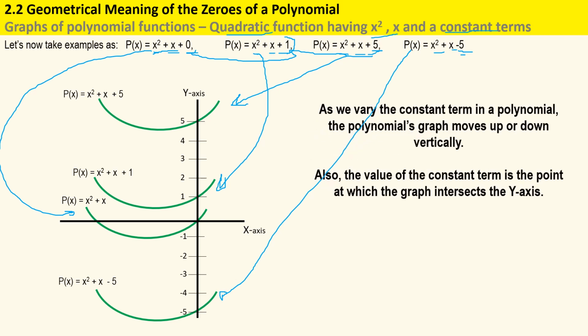And you will notice that as we vary the constant term in the polynomial, the graph moves upward or downward. If you see from here, let's say we had 0 and then we had 1. So from the 0 term to 1, the graph has actually moved upwards, like this. And also we note that the value of the constant term is the point at which the graph intersects the y-axis. So if you take, for example, the polynomial x squared plus x plus 0, and this is plotted here, this plot is intersecting the y-axis at 0.